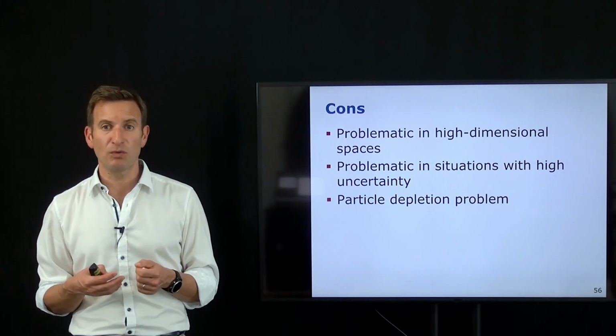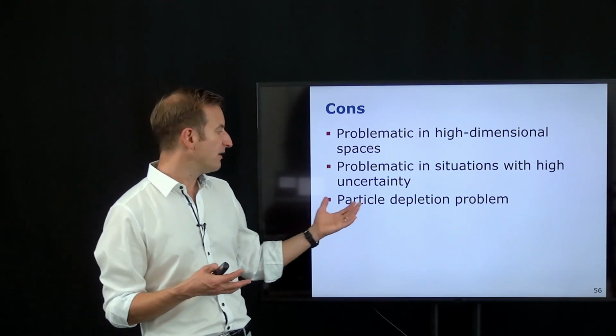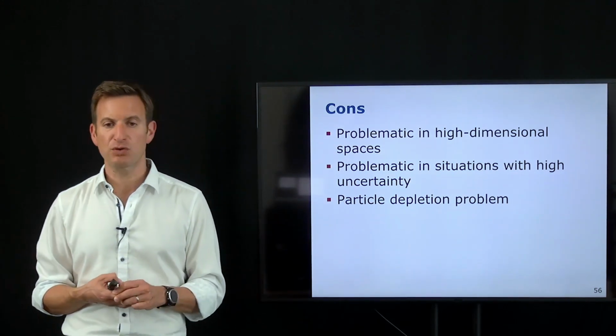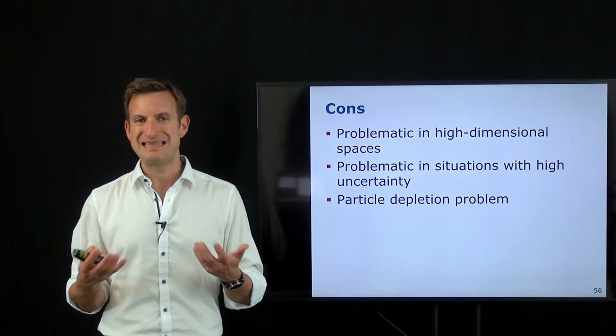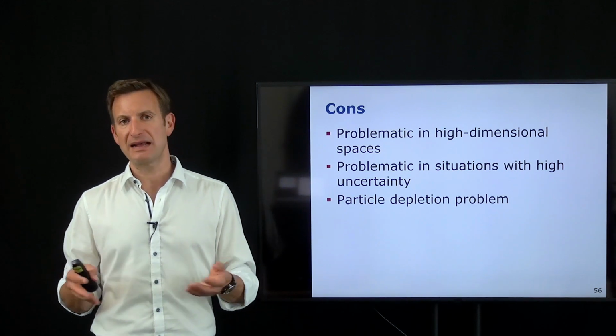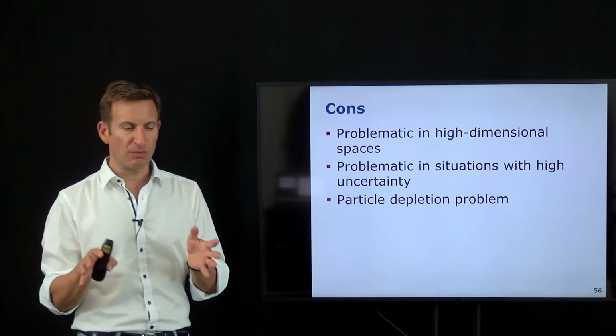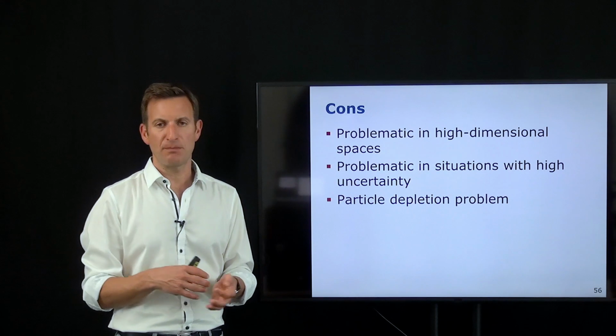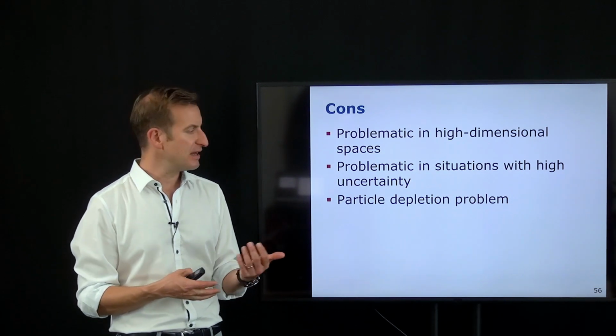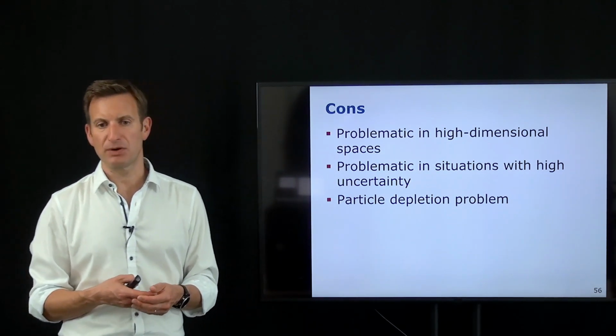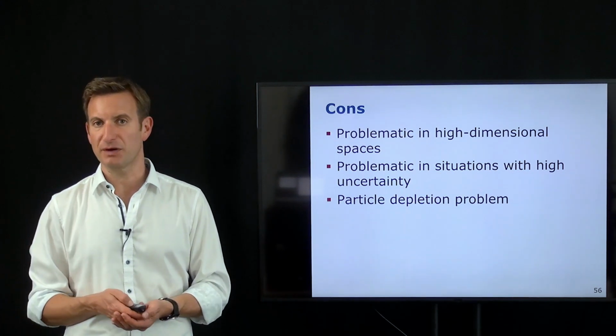If you have too small a number of samples, you may suffer from the so-called particle depletion problem, where particles die out and leave the likely areas of the state space because your model is, for example, too focused in comparison to the number of samples you're using, and so your filter will diverge at some point in time. So these are some of the problems of the particle filter.